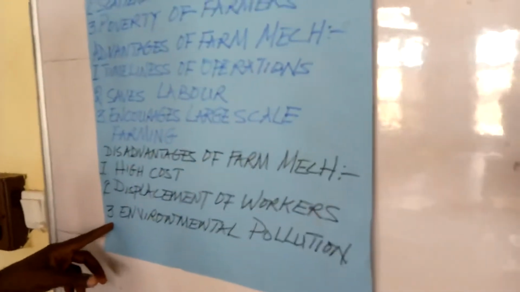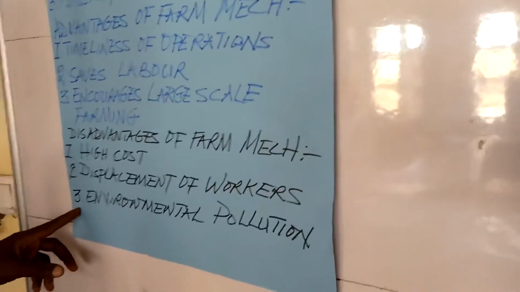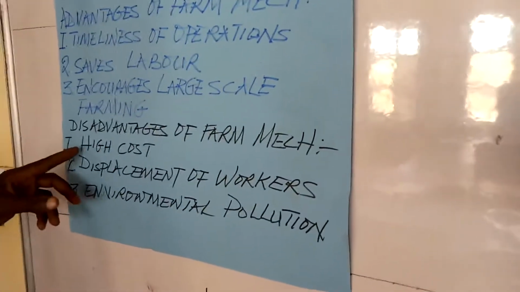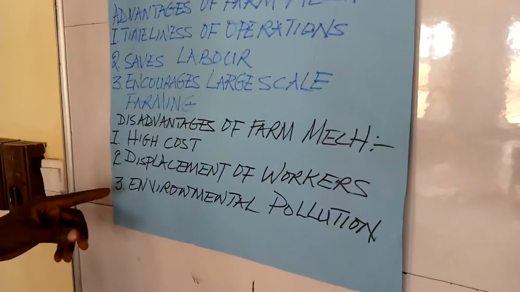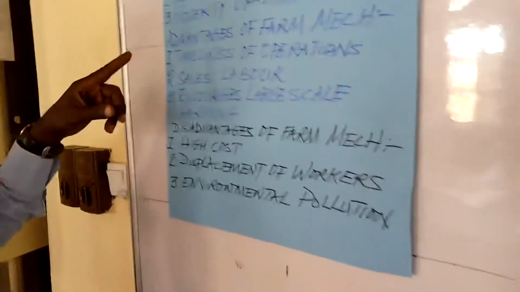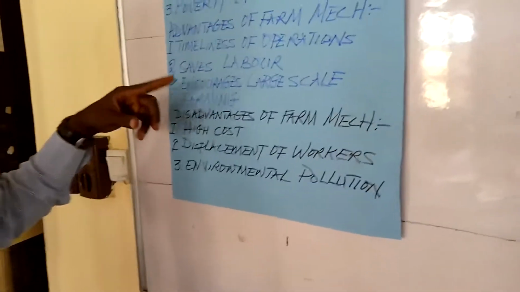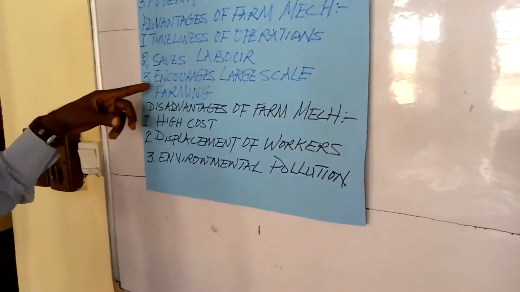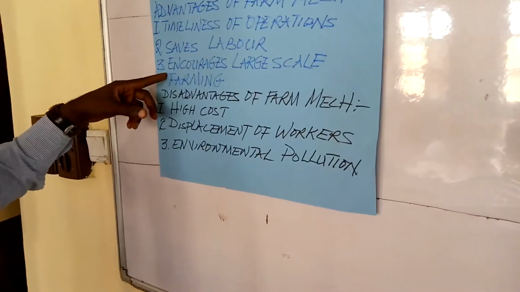So these are the disadvantages of farm mechanization: high cost of the machines, displacement of workers, and environmental pollution. Advantages of farm mechanization include timeliness of operations, it saves labor, and, three, it encourages large-scale farming.